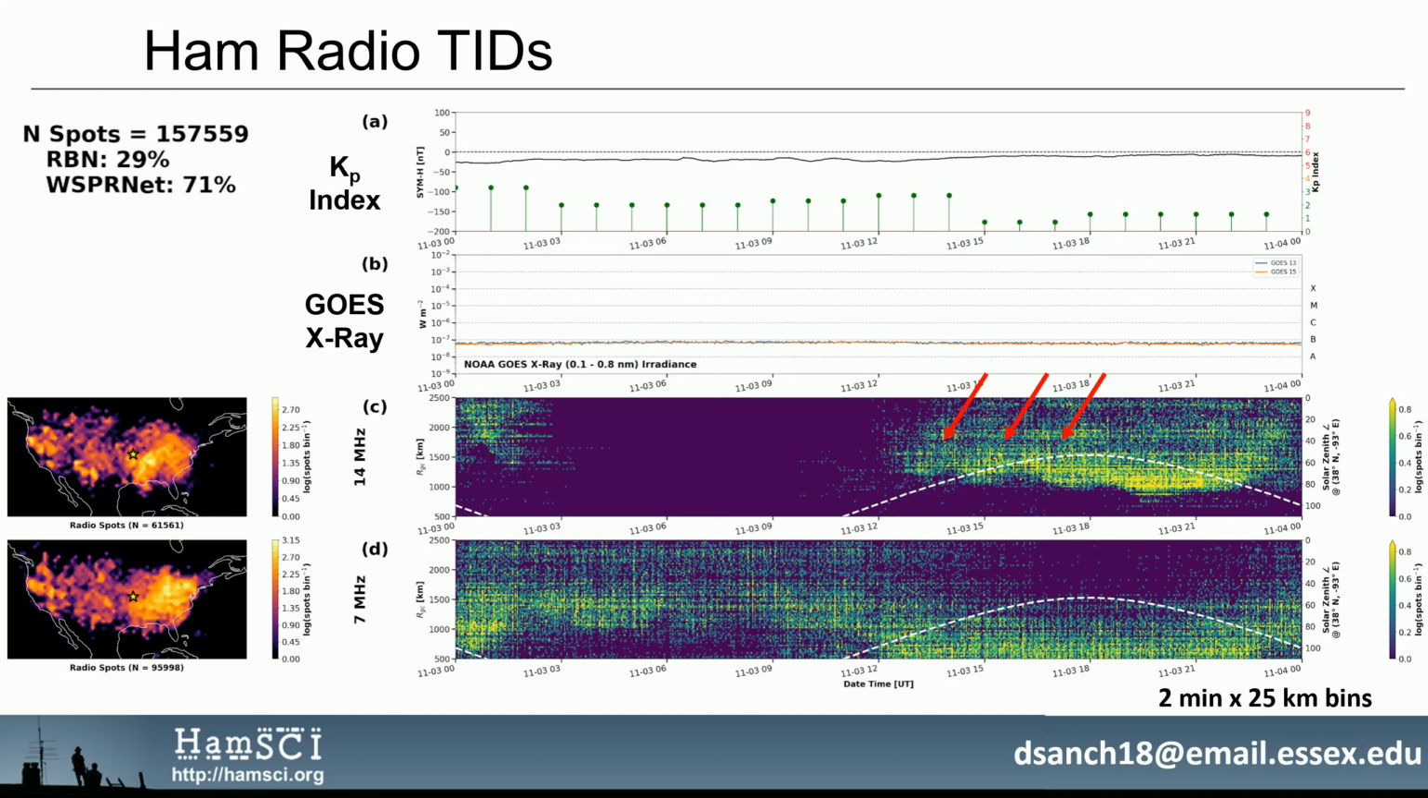As you can see, we have marked with red arrows a particularly pronounced wave-like structure in our 14 MHz histogram from November 3, 2017, that we suspected could be an LSTID given the apparent periodicity and how relatively quiet that day was in terms of geomagnetic and solar activity.